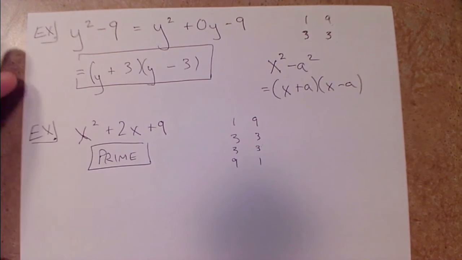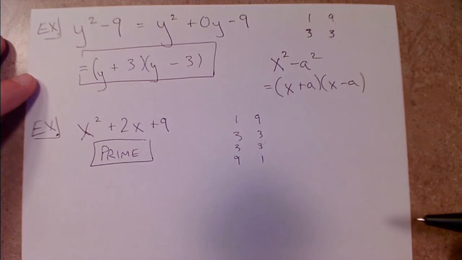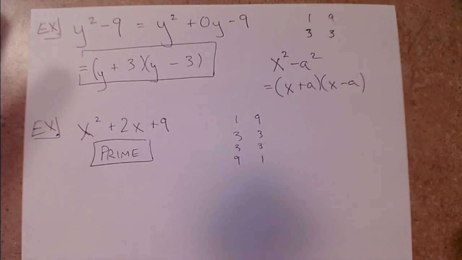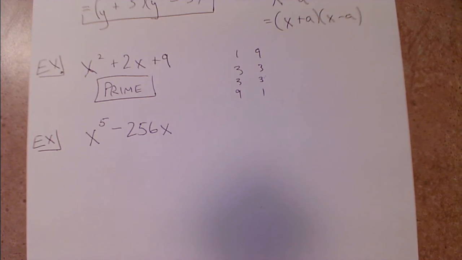There's nothing we can do to this. There's no nice factorization as far as integers are concerned. And so with something like this, we call it prime and we move on. Now this next problem is not really a curveball, but it sort of is.